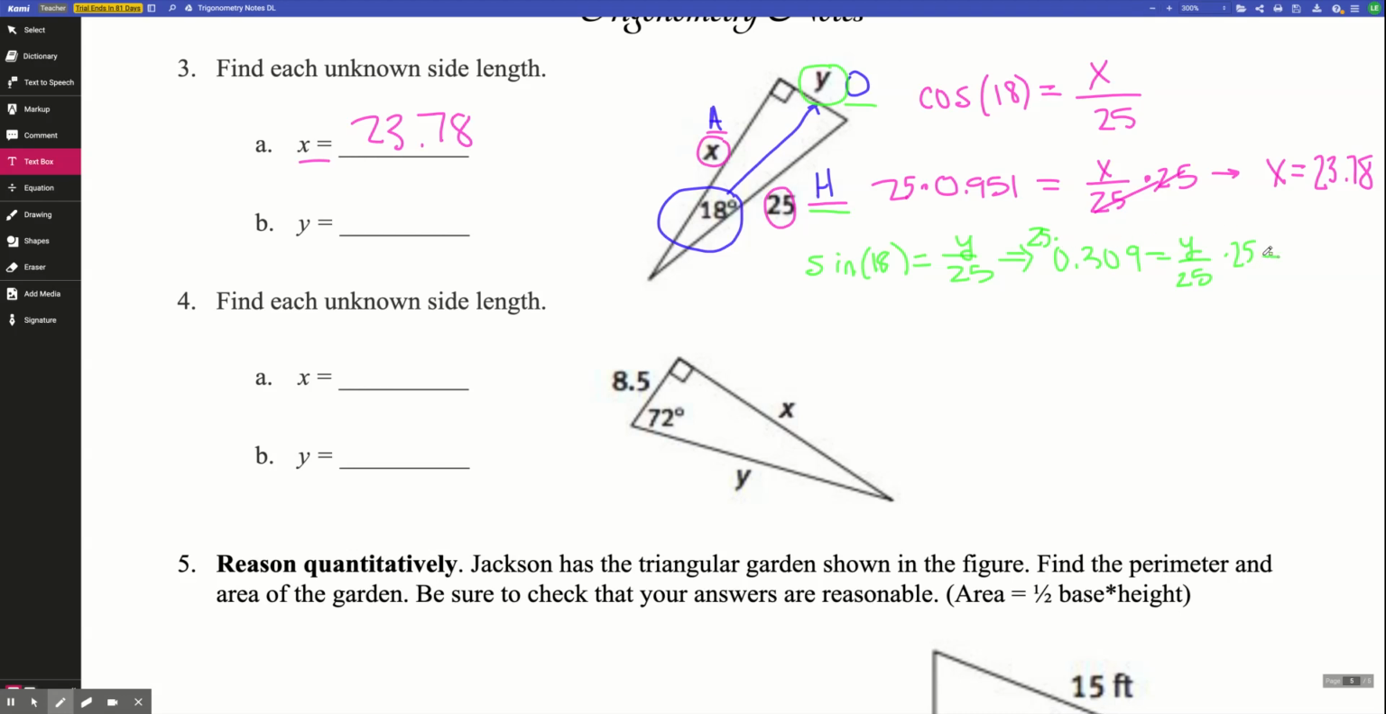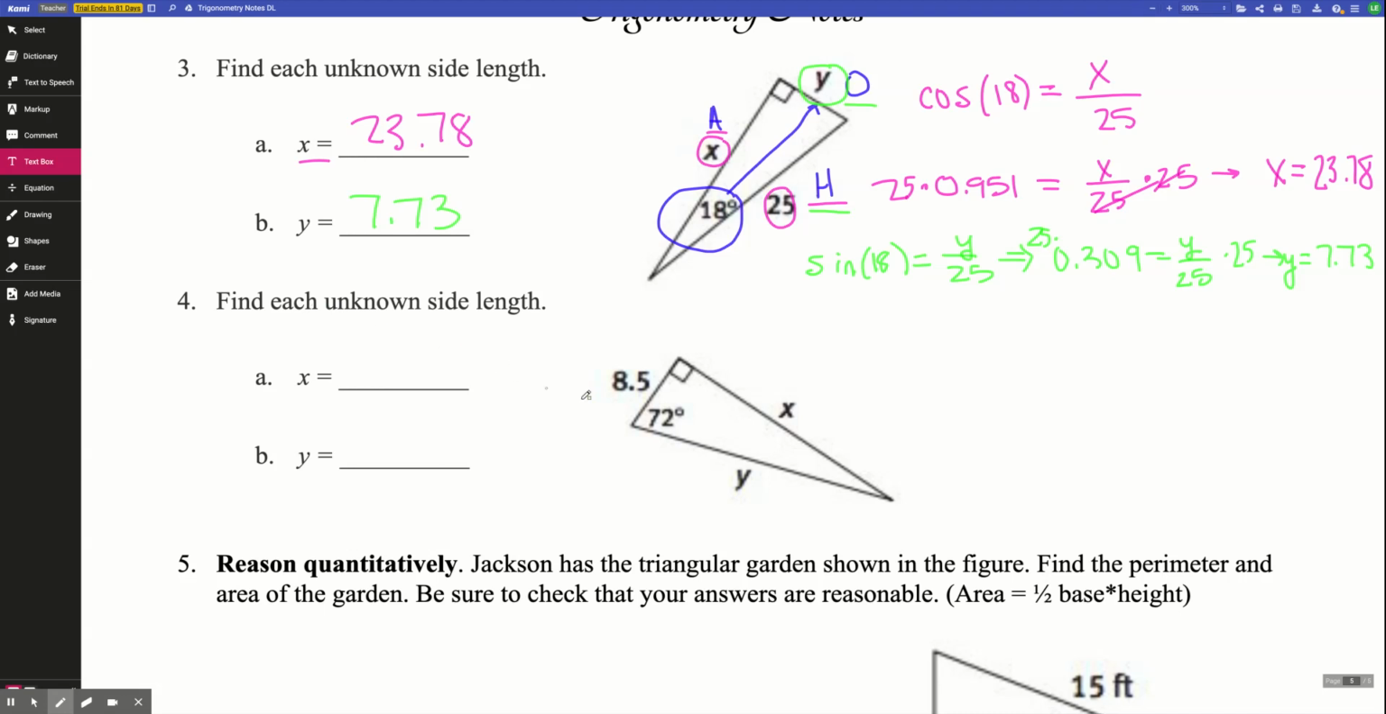And when you do, I got that y is equal to 7.73 if you round. So 7.73. All right, you all. So I would love for you to try number 4 on your own.